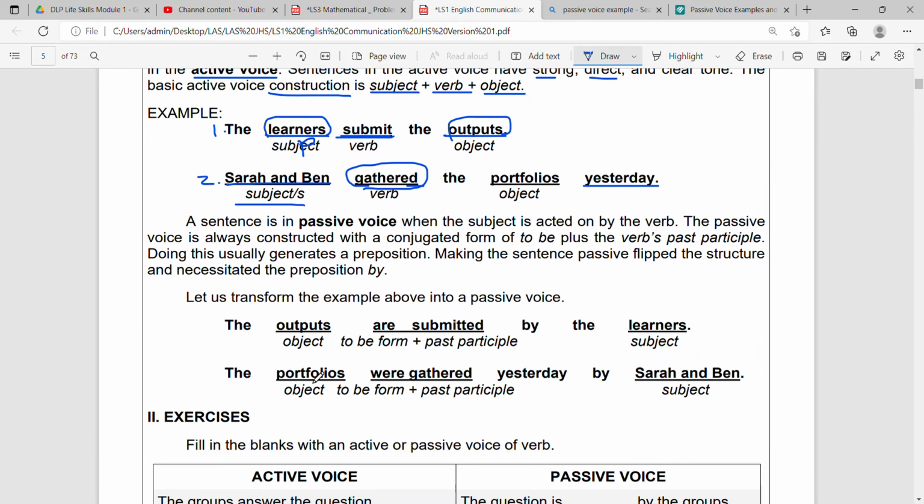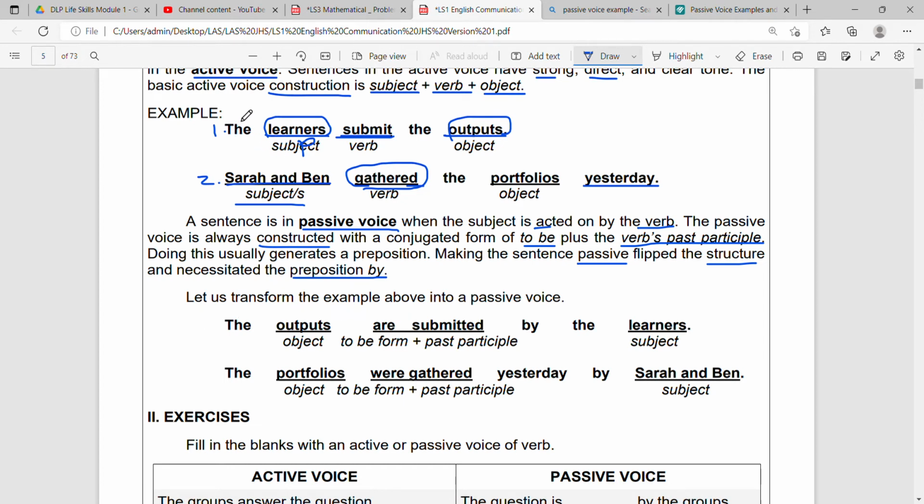Unsa ang passive voice? A sentence is in the passive form of voice when the subject is acted on by the verb. Okay? Nabaliktad na sila. The passive voice is always constructed with a conjugated form of to be plus the verb's past participle. Doing this usually generates a preposition, making the sentence passive flipped the structure and necessitated the positioning of the preposition by. Now, let us transform the example above.